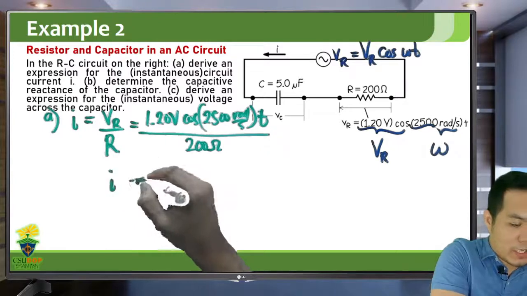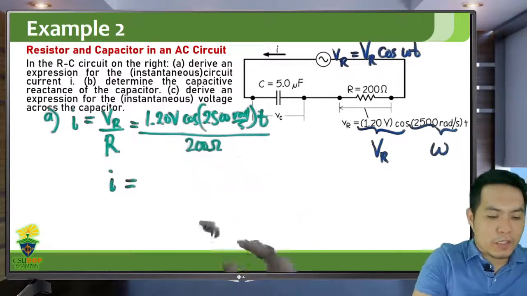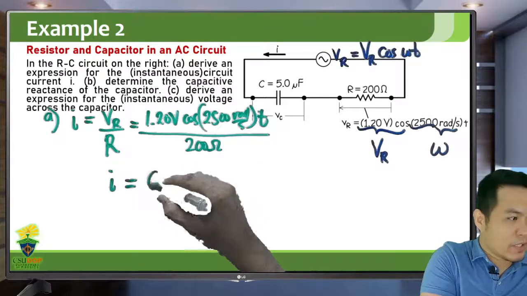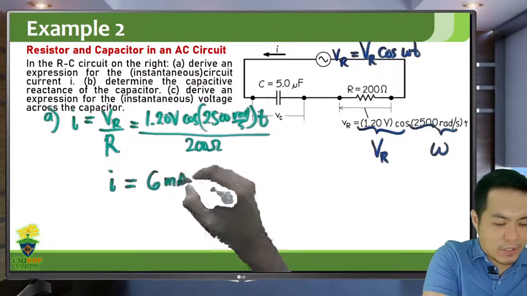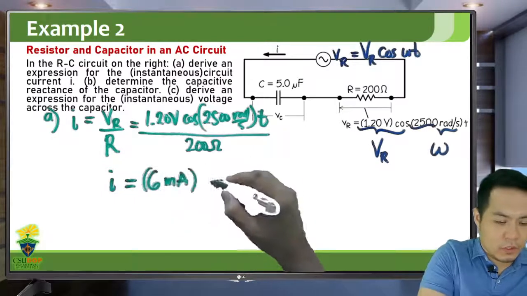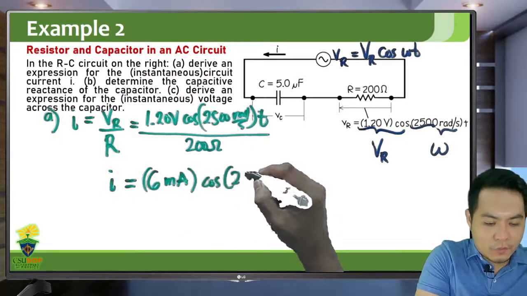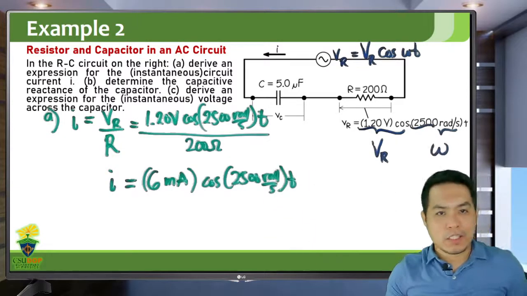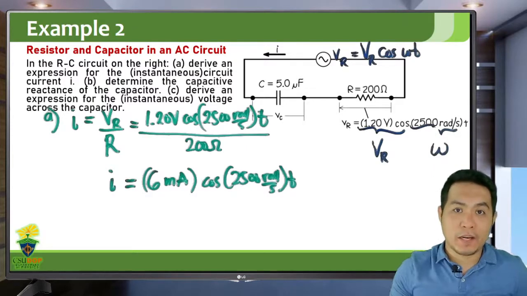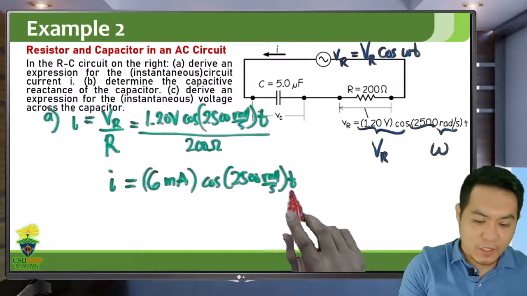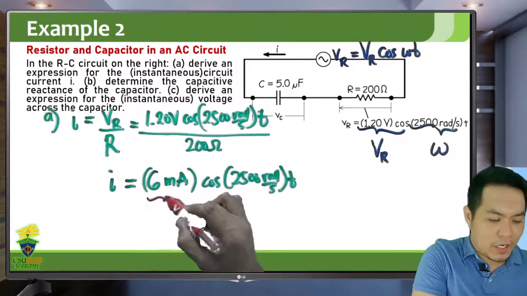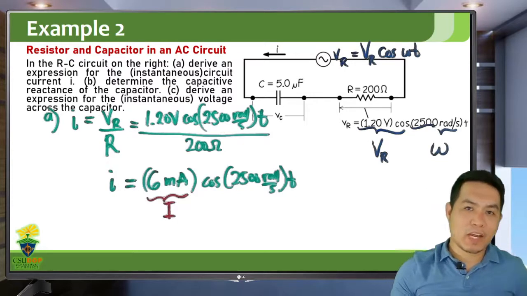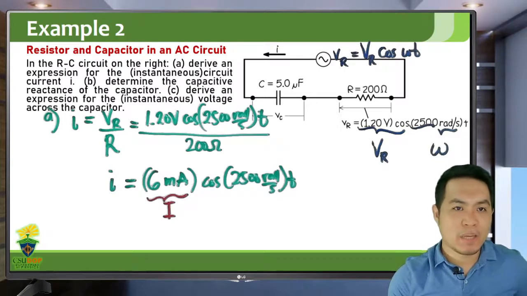So we can now write an expression for I. So 1.20 volts divided by 200 ohms will give you 6 times 10 to the negative 3, or 6 milliamperes, cosine 2500 radians per second T. So this is now our expression for the instantaneous current. Take note, the instantaneous current is time dependent. So this term here is our current amplitude I, the maximum current. So the maximum current in this case is 6 milliamperes.